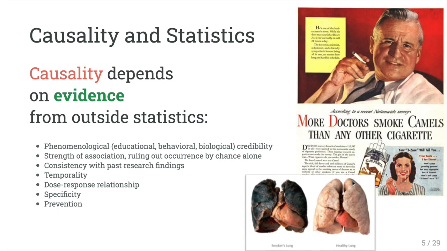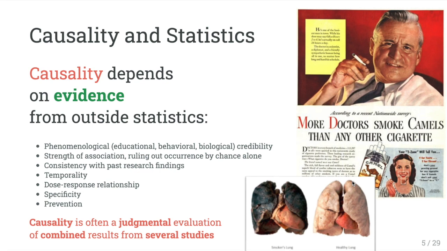So showing causality is a process, and it rarely can happen very quickly. Generally, it's going to take time. It's going to take careful thought and teamwork in order to start to show that. Ultimately, causality is often a judgmental evaluation of combined results from several studies.